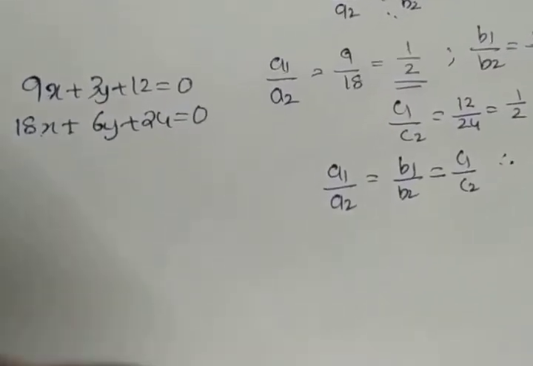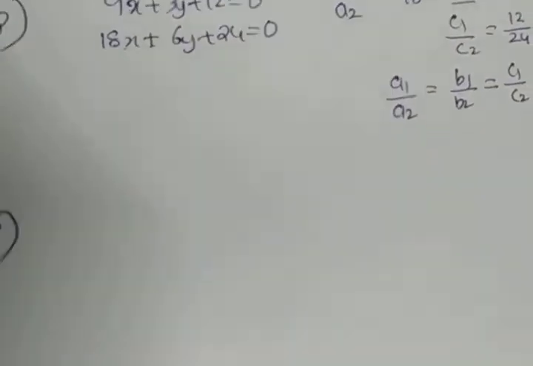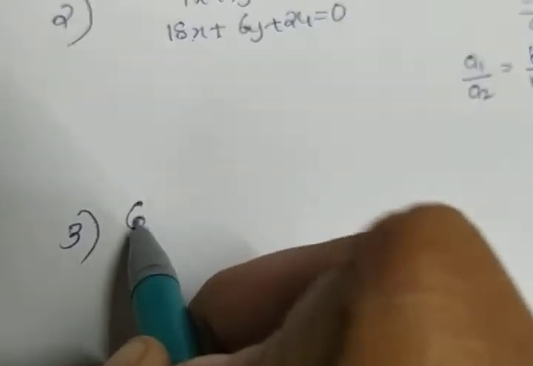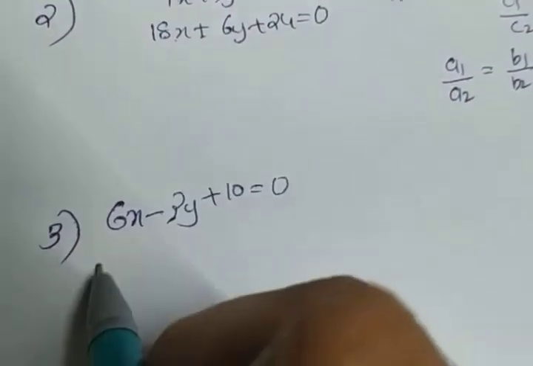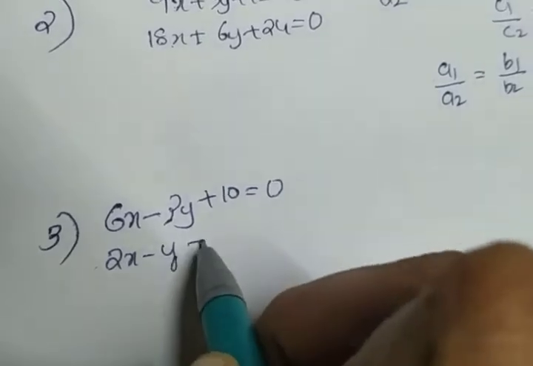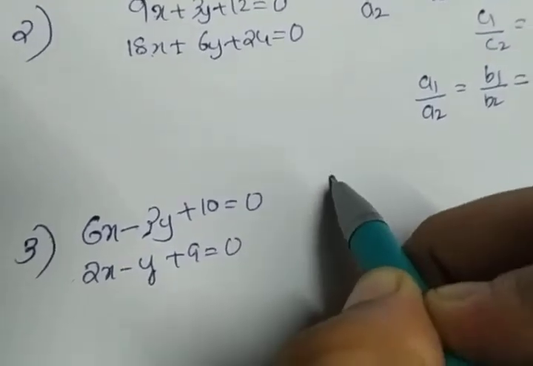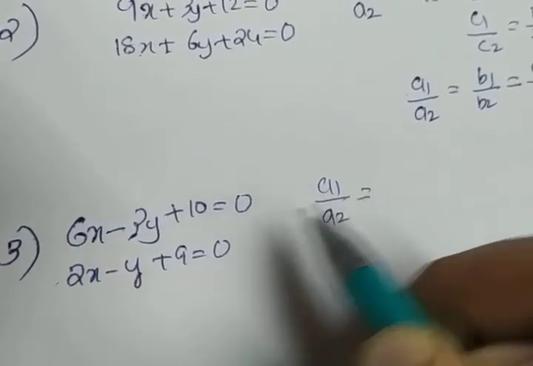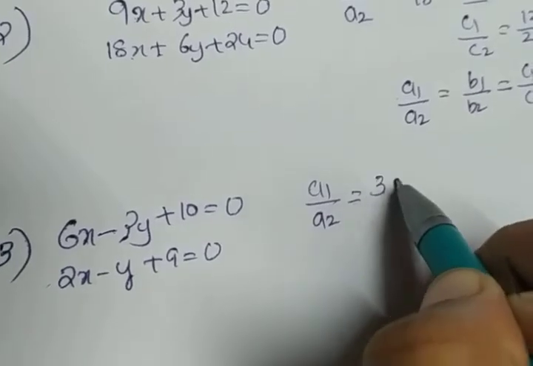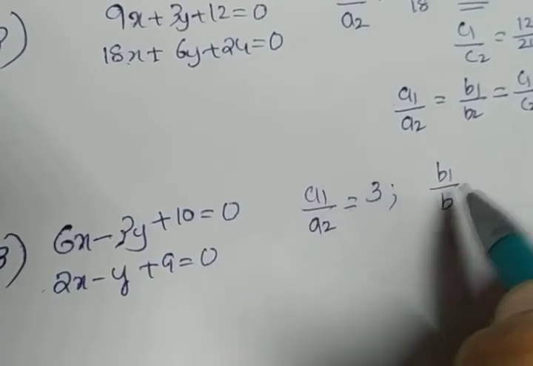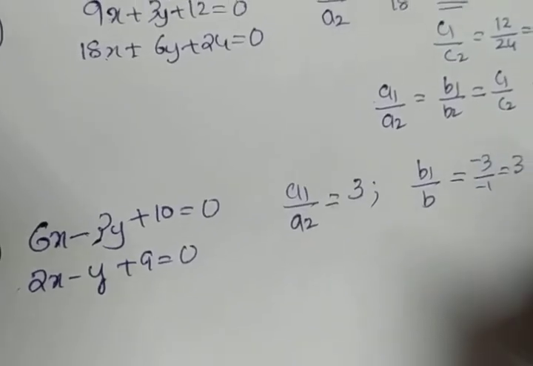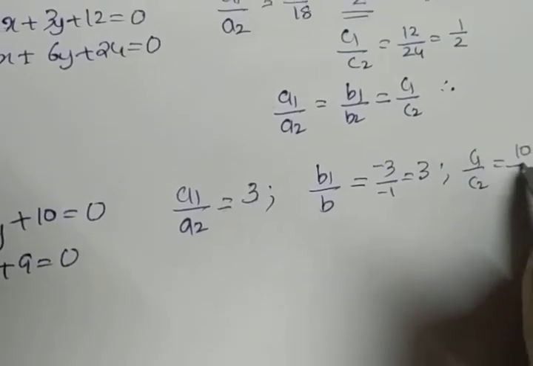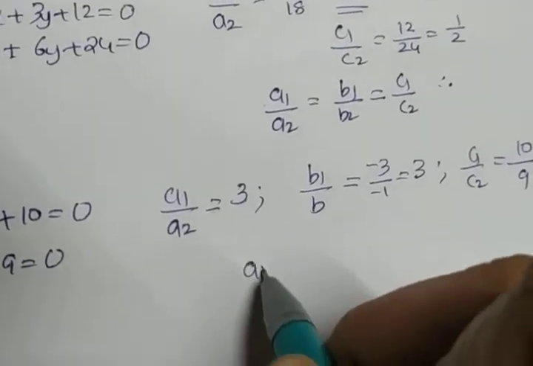Moving to the third pair, third example, let us take the equations as 6x minus 3y plus 10 is equal to 0 and 2x minus y plus 9 is equal to 0. In the same way, find the ratios. a1 by a2 is 6 by 2, which gives you the value 3. b1 by b2 is minus 3 by minus 1, which gives you the value 3, and c1 by c2 is 10 by 9.